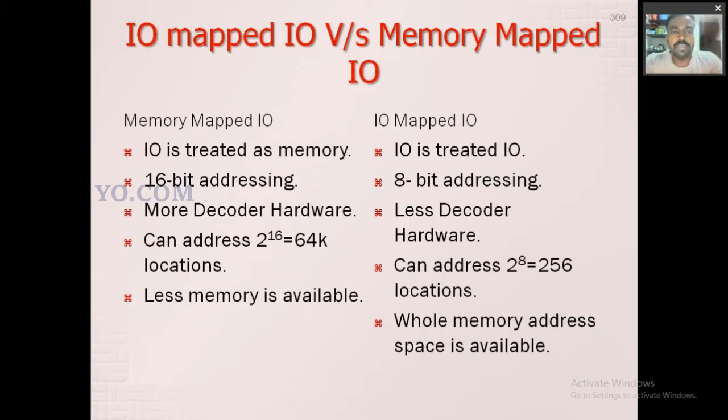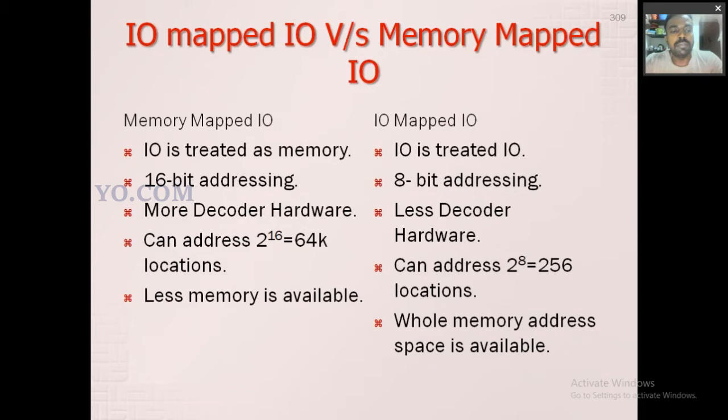Then this is an important 2 mark question. What is the difference between I/O mapped and memory mapped? What is I/O mapped, what is memory mapped? What is mapping? Mapping means linking. In memory mapped, I/O is treated as memory. In memory map, I/O is considered as a memory. In I/O map, I/O is considered as I/O only.